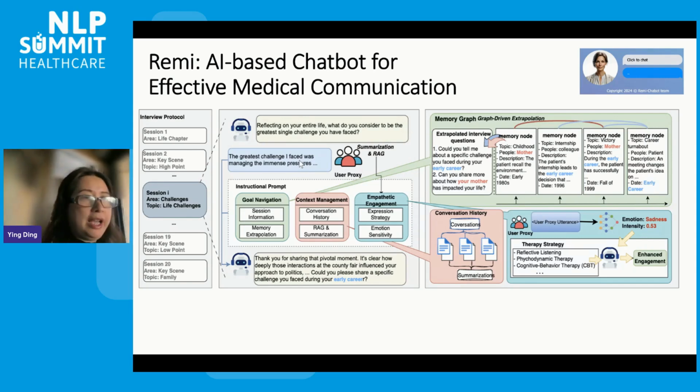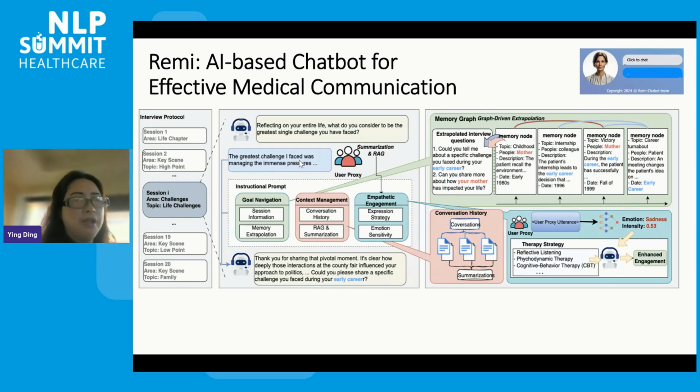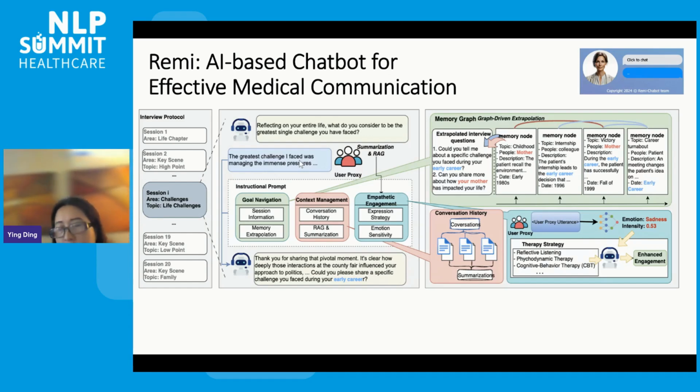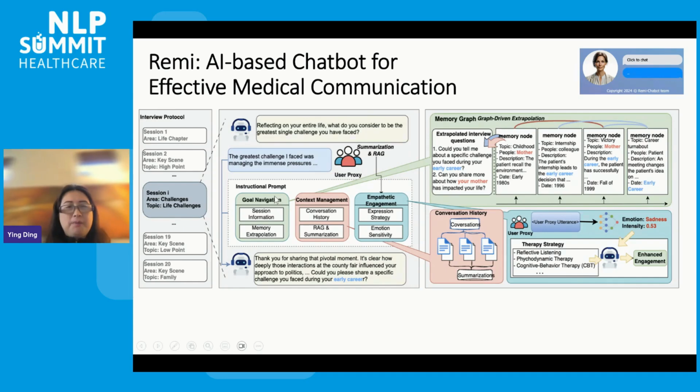For instance, we have a different protocol, like different sessions we want to focus on. So then the chatbot knows which session they are in and what kind of questions to ask in this session. So we have chapters, key things, and life challenges, and those kinds of things. And we also build a very important thing, a memory graph. Basically, this is like 30 minutes for 10 sessions. So it's a very long talk.